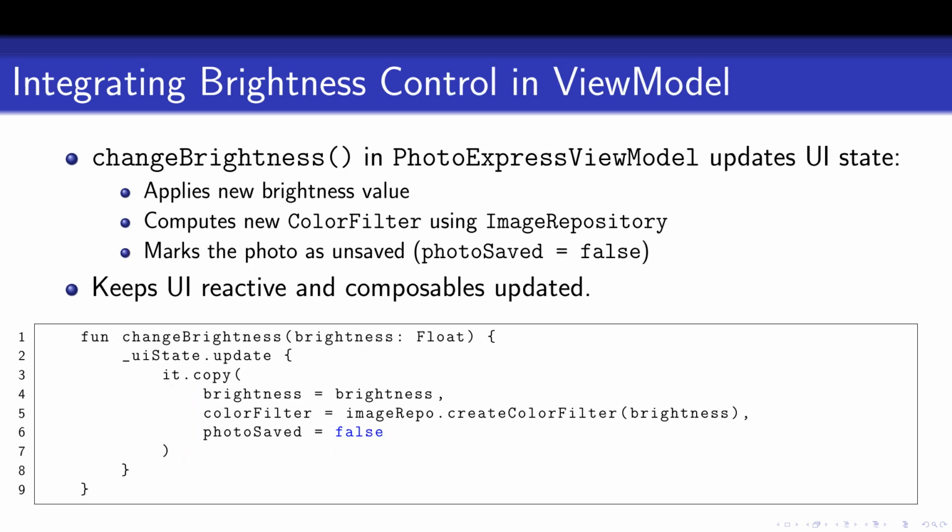To apply these changes, the view model includes a method called changeBrightness. This method receives the slider value, computes the appropriate filter using the repository, and updates the UI state accordingly. It also marks the photo as unsaved, which enables the Save button and signals to the user that changes haven't yet been stored.